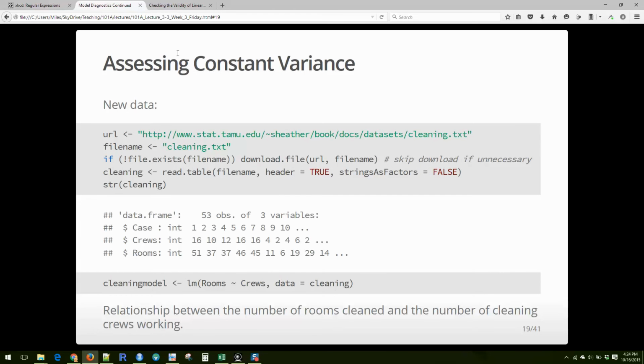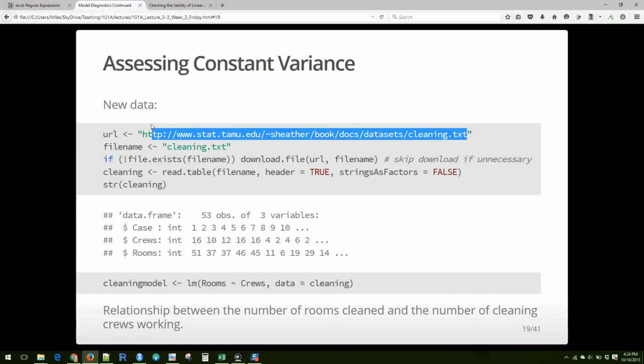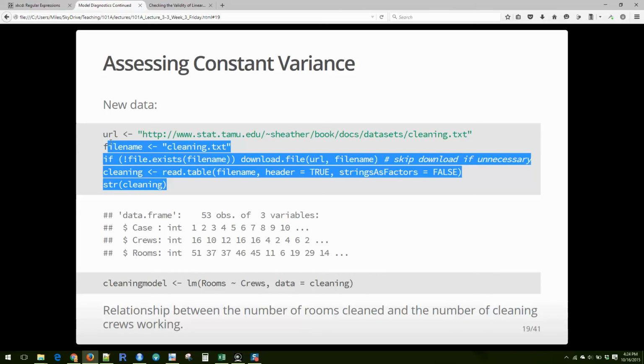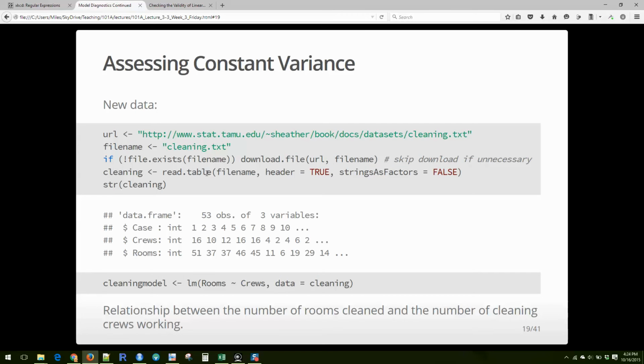talk about assessing this notion of constant variance. We're going to look at a new data set here. We're looking at hotels, and how many cleaning crews they have and how many rooms they're able to clean. We're expecting a relationship: the more cleaning crews you've got, the more rooms you can clean. So we create a model to explain the number of rooms cleaned based on the number of crews we have, and the data comes from this text file cleaning.txt.